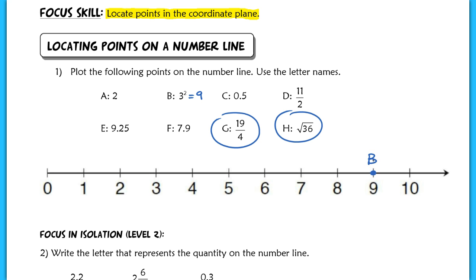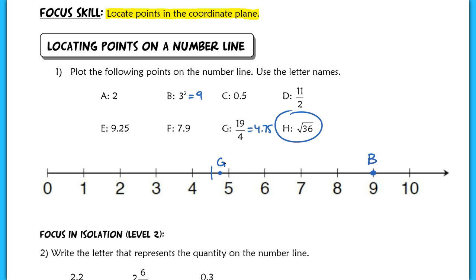Okay, for G, 19/4. Now that's a fraction, and it might be hard for you to evaluate that, but if you just stick it right in your calculator, you're going to get a decimal there. So 19/4 is equal to 4.75. When I plot this, I'm going to put it more than halfway between 4 and 5, about halfway between the halfway between 4 and 5. So there's my point G.